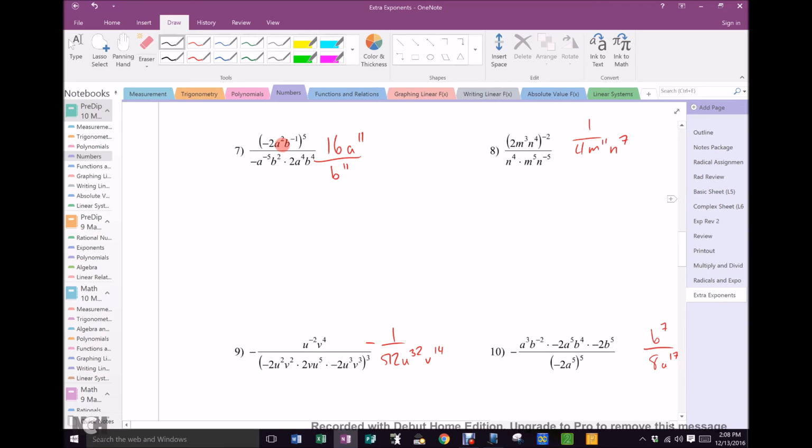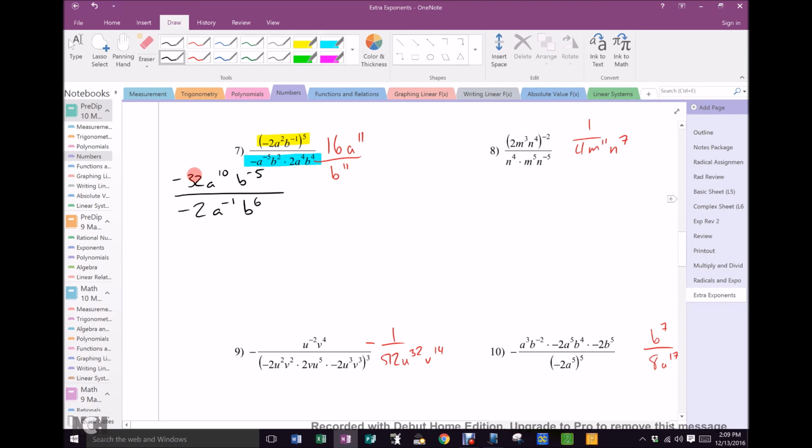Come to this one. Tidy up the bottom, then tidy up the top, then combine. So the bottom, negative 1 times 2 is negative 2. Negative 5 plus 4 is a to the negative 1. 2 plus 4 is b to the 6th. Up top, I have negative 32, because negative 2 to the 5th is negative 32. A to the 10th, b to the negative 5.